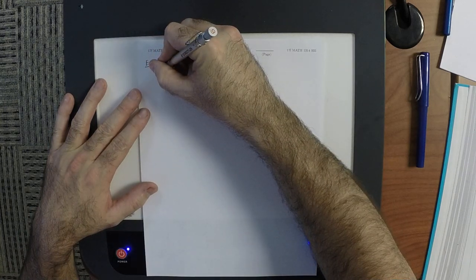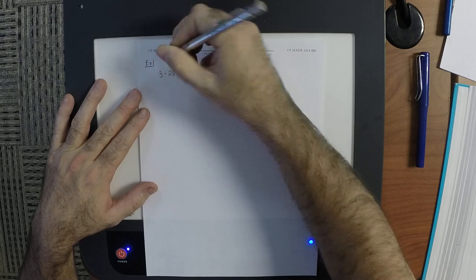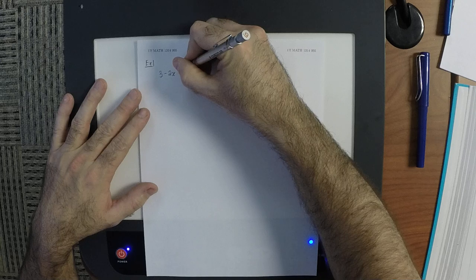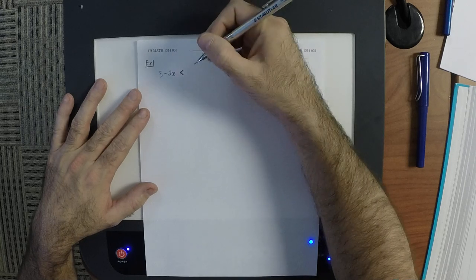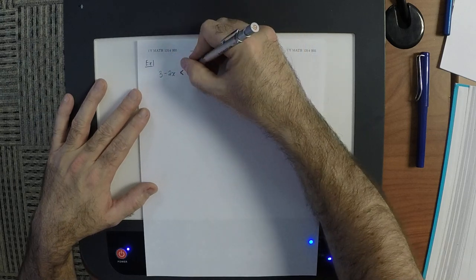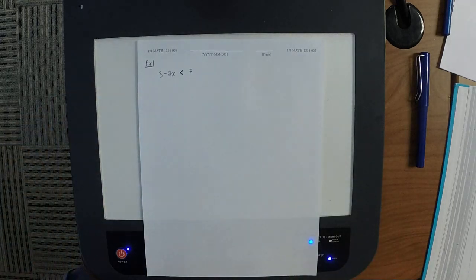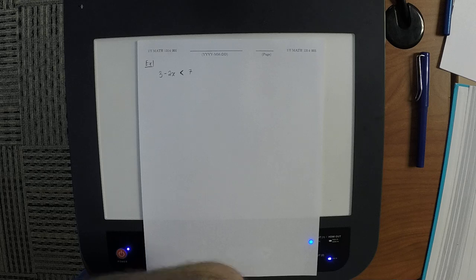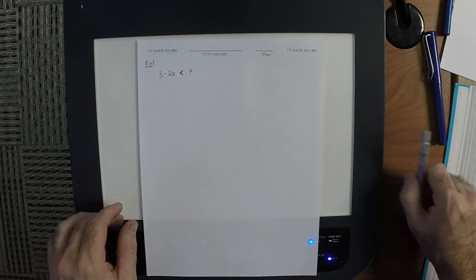How about 3 minus 2x, we'll do strictly less than, how about 7? Okay, so now again I'm going to do the same thing, algebra on the left, geometry on the right.